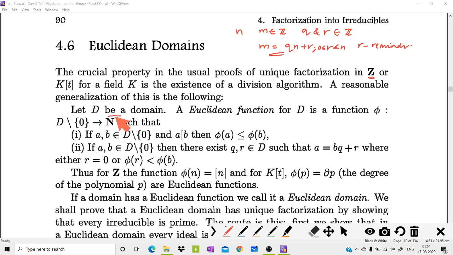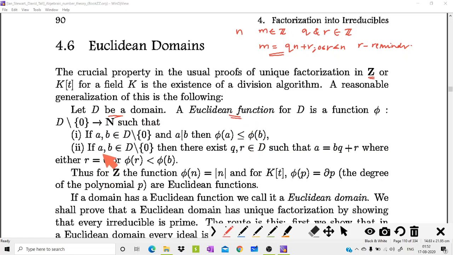Let D be a domain. A Euclidean function for D is a function phi from D minus 0 to N such that if a, b belong to D minus 0, that is, a and b are non-zero elements of D, and a divides b, then phi of a is less than or equal to phi of b. This is the first requirement of a Euclidean function.